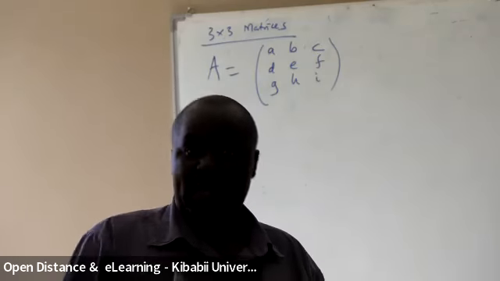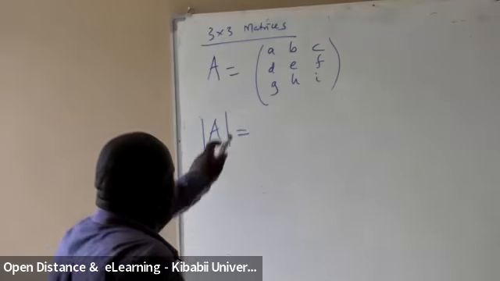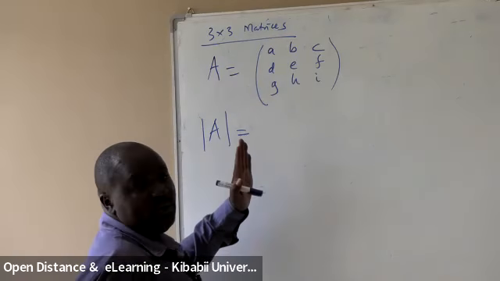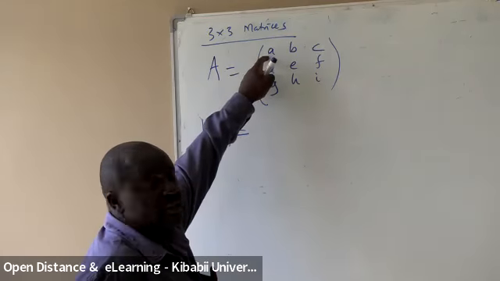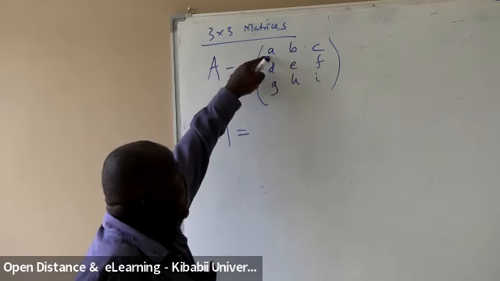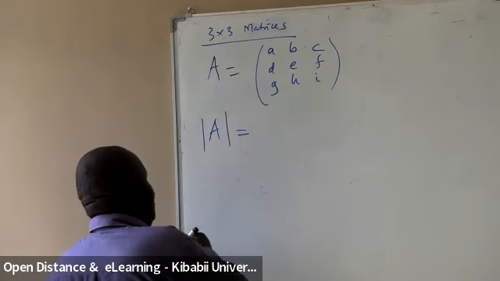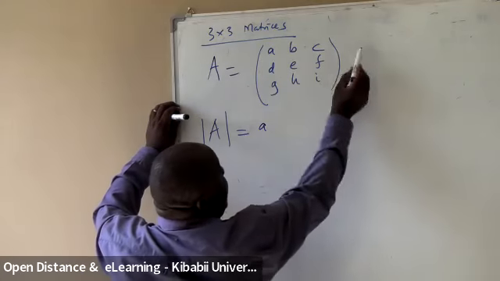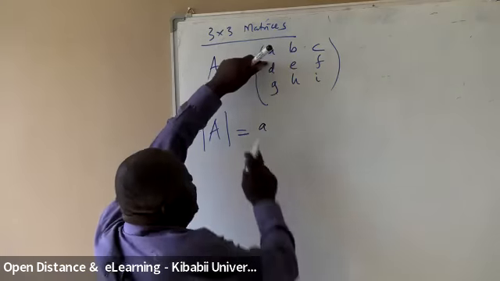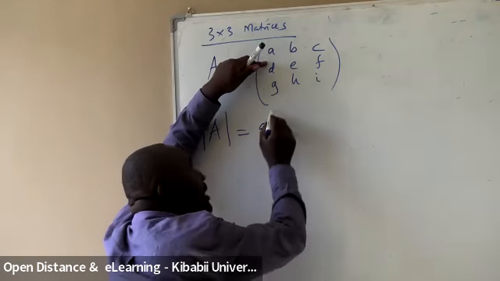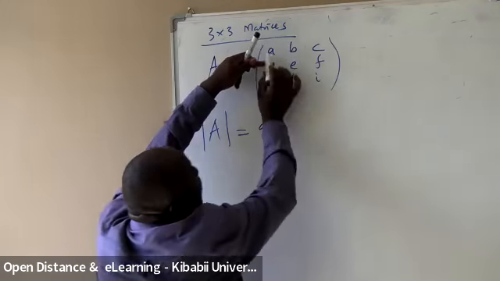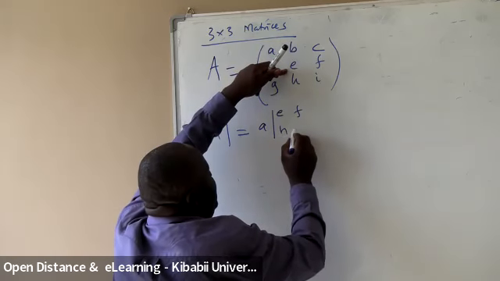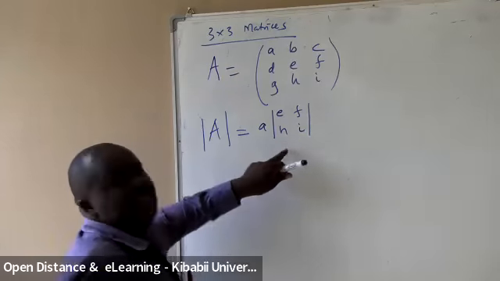I want to adopt row 1 with the elements A, B, C. The first element in row 1, column 1 is A. So if I delete row 1, column 1, what will be the 2 by 2 that I'll be left with? We are left with E, F, H, I. This is the reduced 2 by 2.